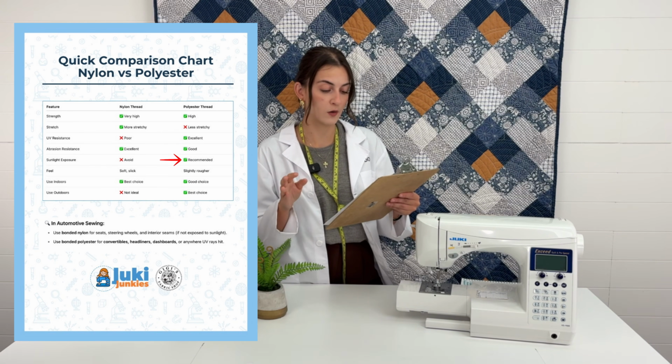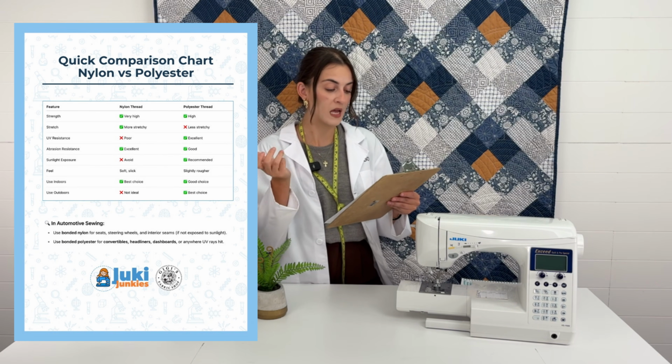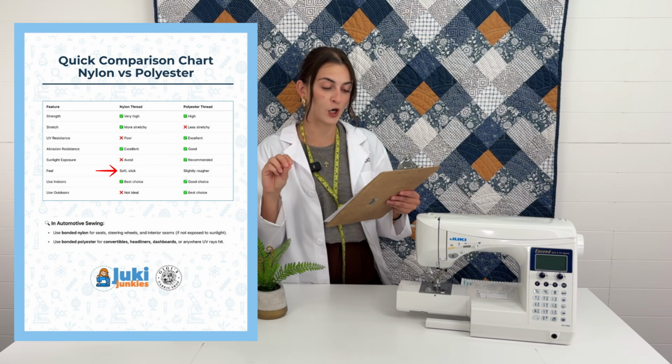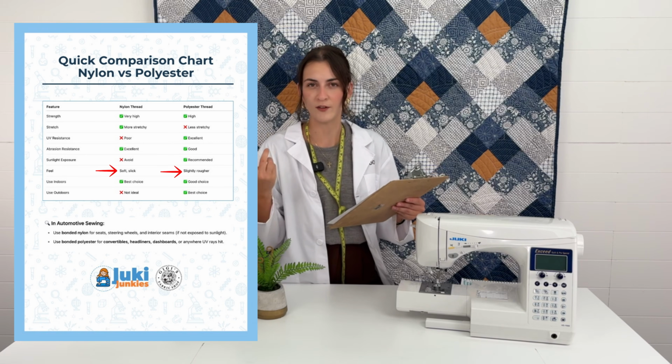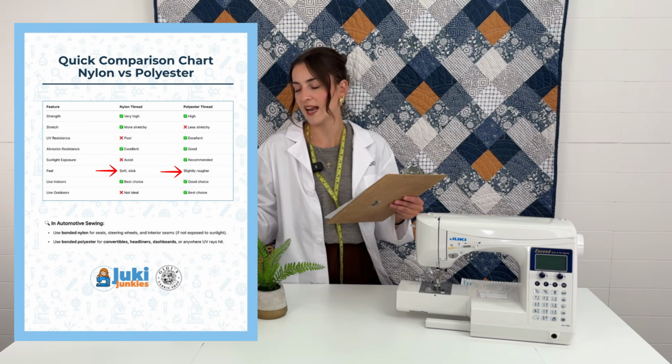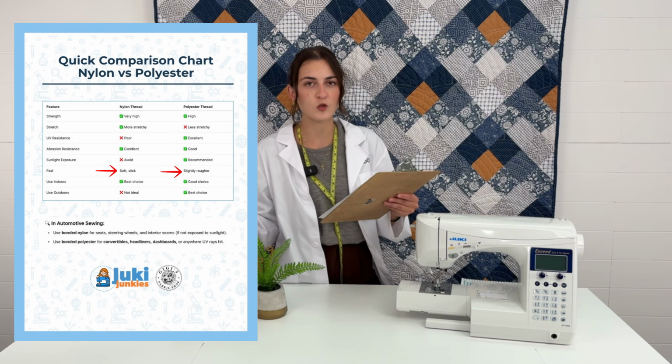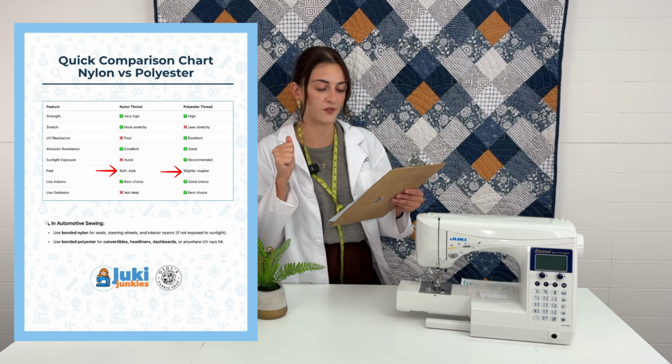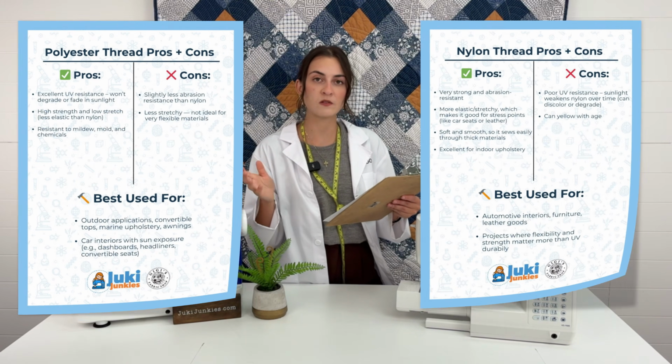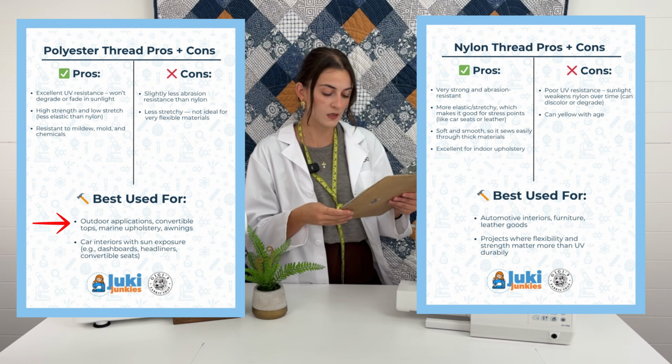As far as feel goes, comparing the two, nylon's going to be a little bit softer, a little bit slicker. Polyester thread's going to be slightly rougher. You have to think of what it's serving here too. If it can handle the elements, so to speak, it's definitely going to have that little bit more tough feel to it. This is going to be the choice for those outdoor types of applications.